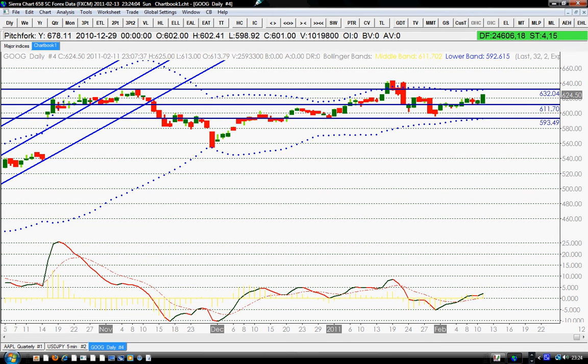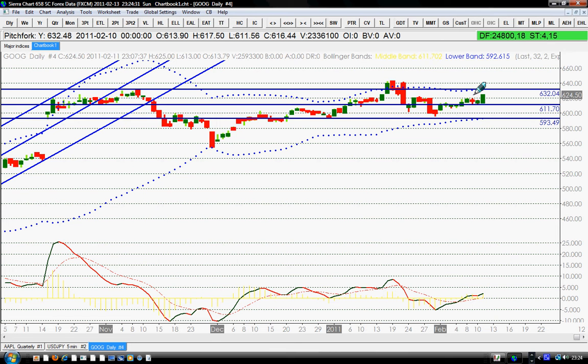But the key level that you must pay attention to, the next and nearest resistance level, is at 632.04. That's the next and nearest resistance level on the daily chart, at the edge of the upper bound of the Bollinger Band 32 volatility 2. That's 632.04, the next and nearest resistance level.